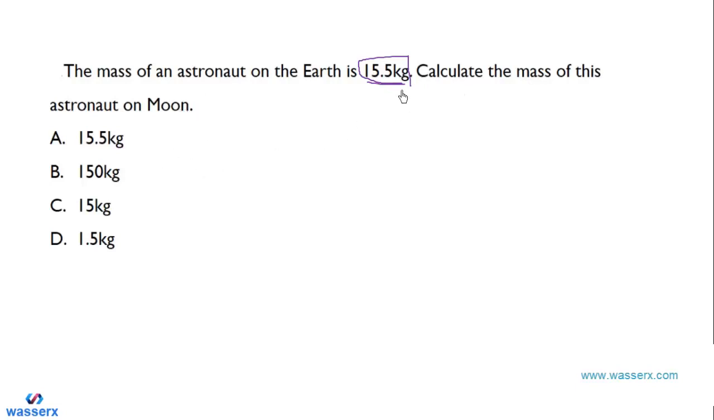So this is just a concept. If you don't understand the concept of mass, this question can trick you. You have to know that mass is constant everywhere. Therefore, if the mass of an astronaut is 15.5 kg on Earth, then on the Moon it is still 15.5 kg.